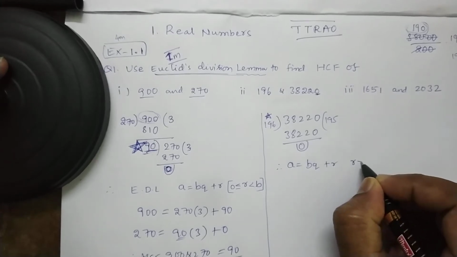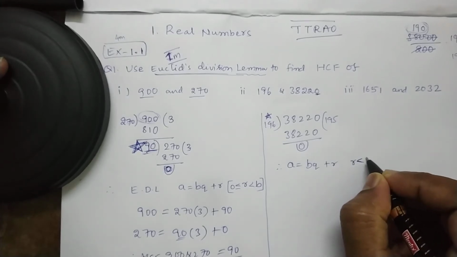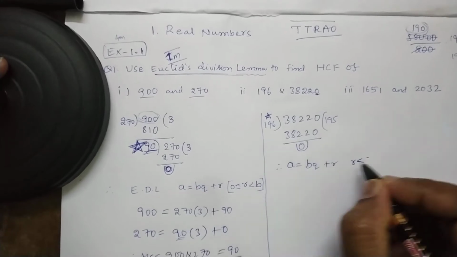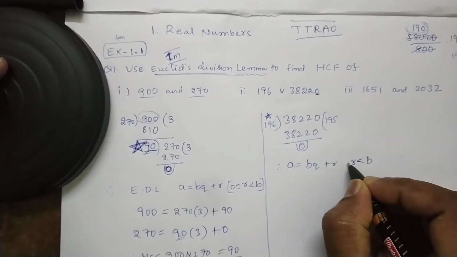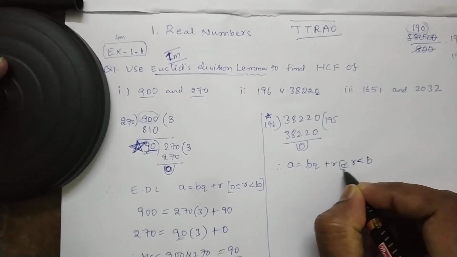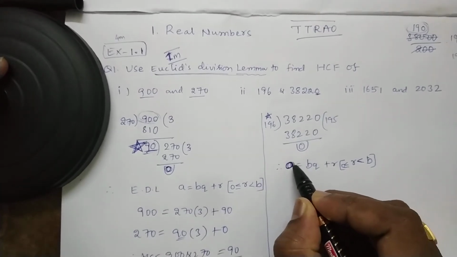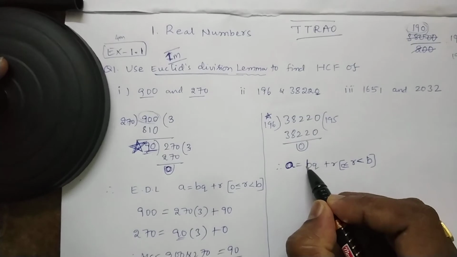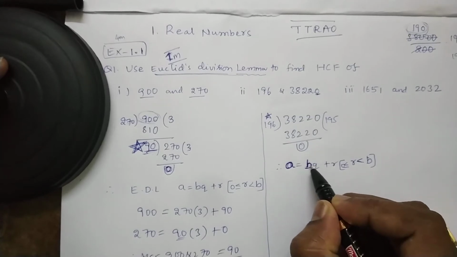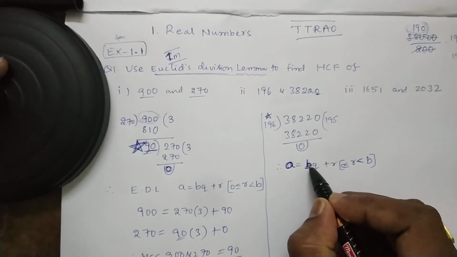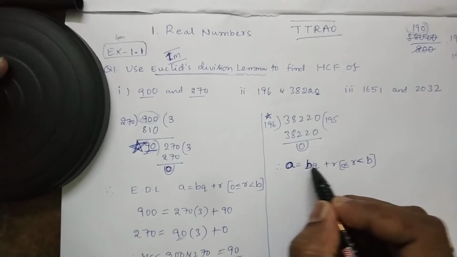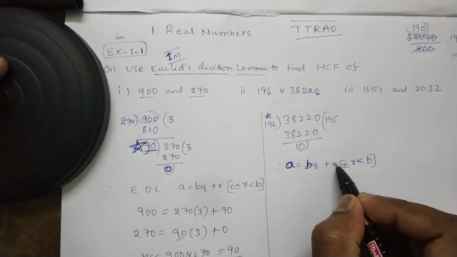So don't forget to write the condition. Remainder is always less than the divisor, which is called b, and greater than or equal to 0. By the way, a is the dividend, children, which is any integer. b is also an integer, which is called the divisor. So dividend equals divisor into quotient plus remainder.